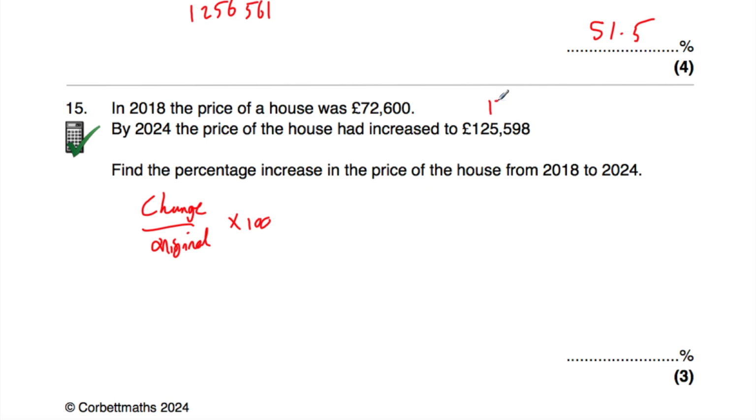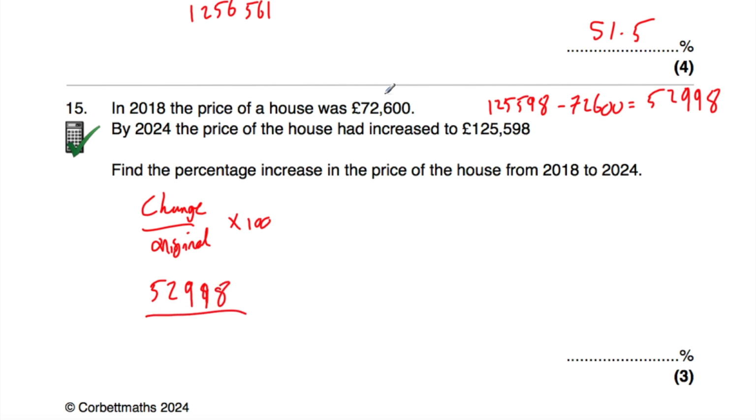So we're going to do 125,598 subtract 72,600, and let's see what we get. And that's equal to £52,998. So that's the change. So the change is 52,998 over the original price of the house, which is £72,600, and we're going to times by 100. So whenever we do that, we get an answer of 73. So the percentage increase of the house is 73%, and that's it.